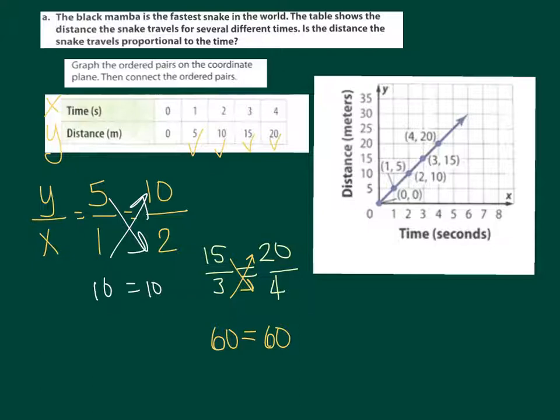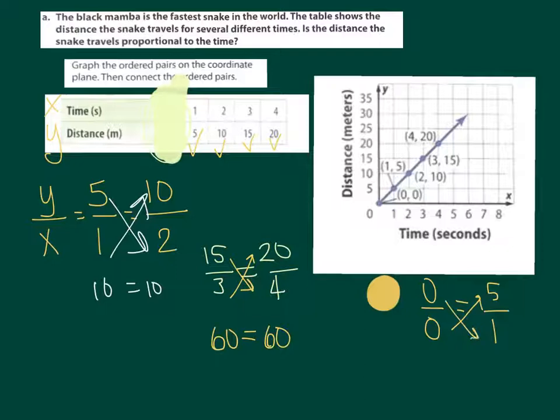But now if we take a look back at the very first value, we see the 0, 0. And 0, 0 tends to be a little bit tricky to think about because we often say, well, that's not going to have that same unit rate. However, if we set this up using that same idea of a cross product check, 0 over 0 is equal to 5 over 1. When I check my cross products, I'm still going to get 0 is equal to 0, which allows me to identify that yes, in fact, my entire table is going to be proportional.